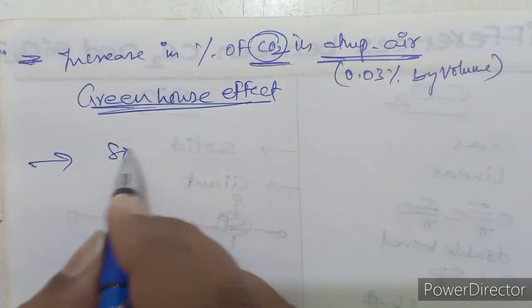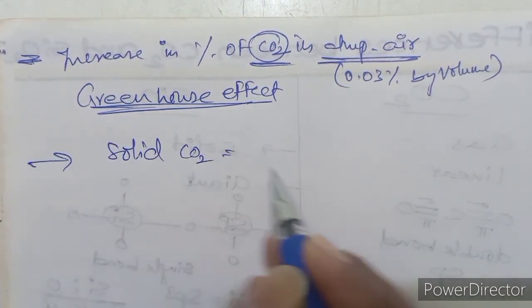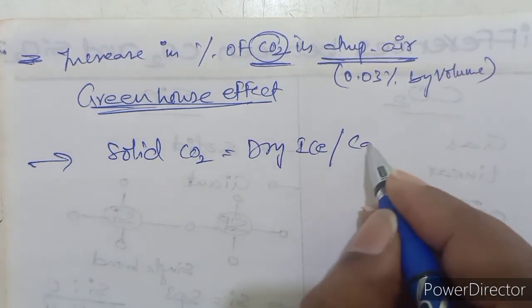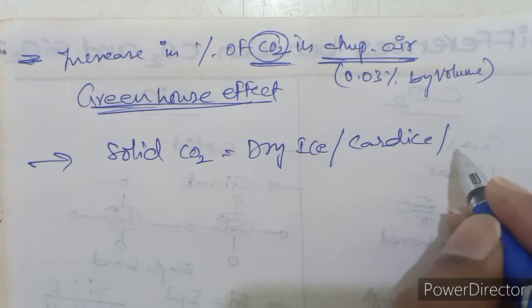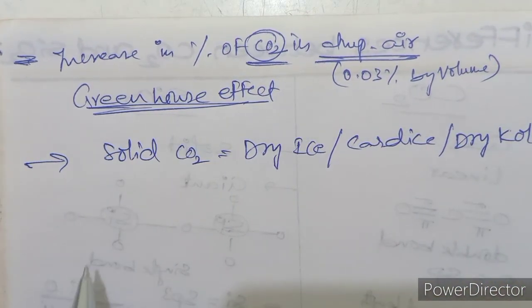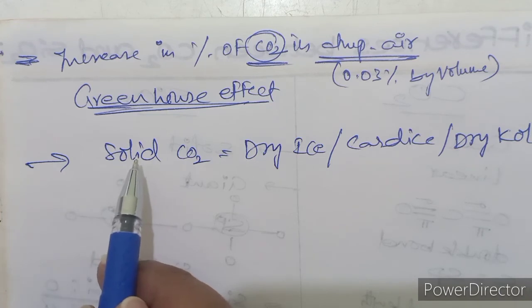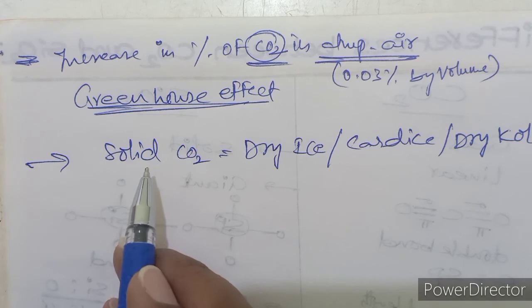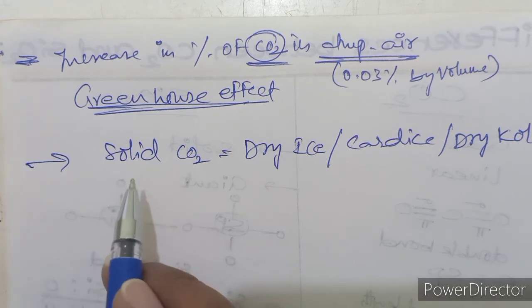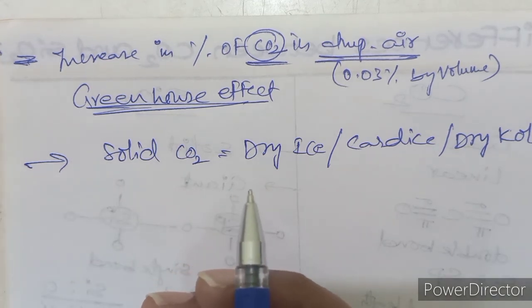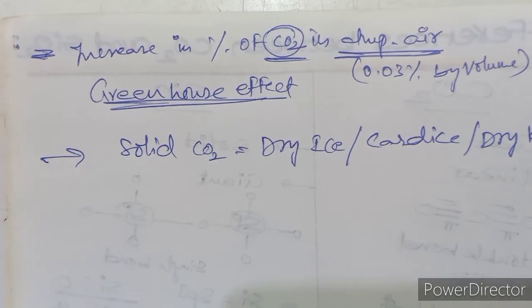And also this solid carbon dioxide is called dry ice. It is also called cold ice or dry cold. This solid CO2 is used as a refrigerant in the manufacture of ice creams and frozen food. Like this, carbon dioxide has a role in the atmosphere as well as in industry.